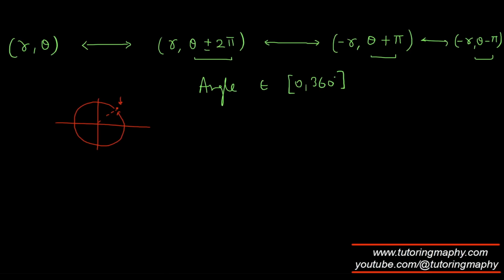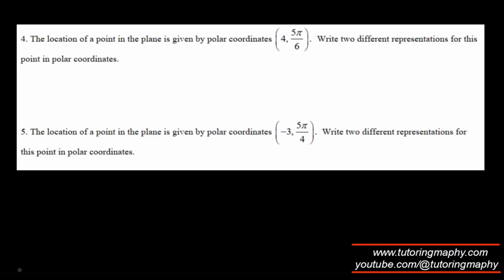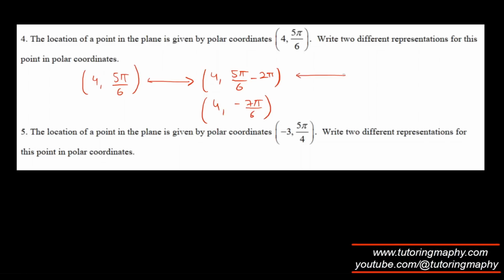Okay, so keeping these things in mind, I'm going to rewrite this. This is going to give me 4 comma 5 pi over 6. Now, keeping the positive r, I can rewrite the same point by subtracting 2 pi. I can add 2 pi as well. It doesn't really matter because they have not given us any restriction, right? But I'm just subtracting 2 pi. You can add 2 pi as well. So it will be 6 2s are 12. 5 minus 12 is negative 7. So negative 7 pi over 6. That's one way.